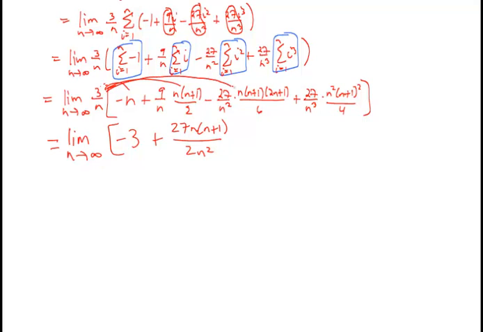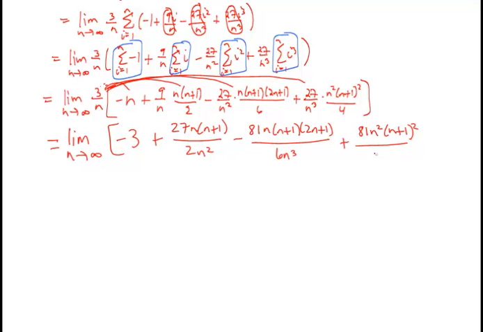And if I take 3 over n times the third fraction, 3 times 27 gives me 81. And then I'm going to have my n plus 1 and my 2n plus 1 still there. And in the denominator, n times n squared times 6 gives me 6n cubed. And then for my fourth fraction, 3 over n times 27 is going to give me another 81. And I'm going to have my n squared, n plus 1 quantity squared. And then in the denominator, an n times an n cubed is an n to the fourth, so we'll have a 4n to the fourth.